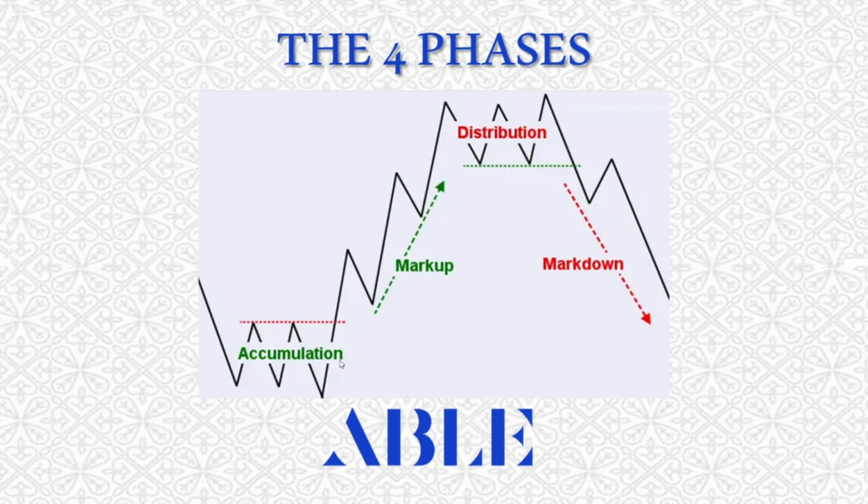So accumulation refers to the phase in the market where large investors such as institutions and mutual funds or experienced traders gradually buy a significant amount of a particular asset. So that could be stocks, gold, crypto, whatever, and over time without causing a noticeable increase in the price. So it just kind of consolidates and price moves to the side.